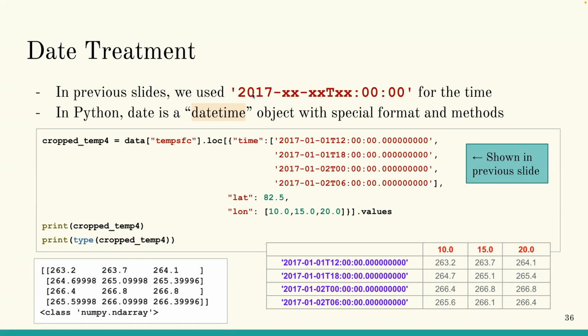In the previous slides, we have used the format of time: year, month, day, and time. Usually it's 0 minute and 0 second for time. In Python, a date is a datetime object. We have to deal with time using some kind of library, with special format and methods. This was shown in the previous slides, right? The time.